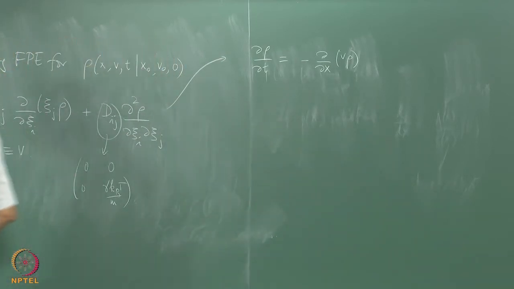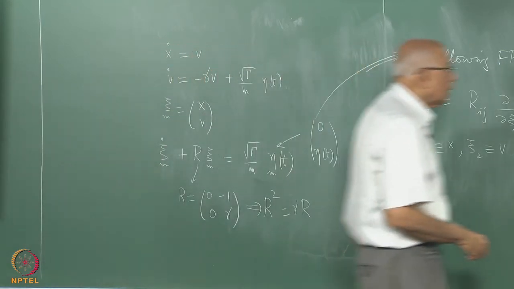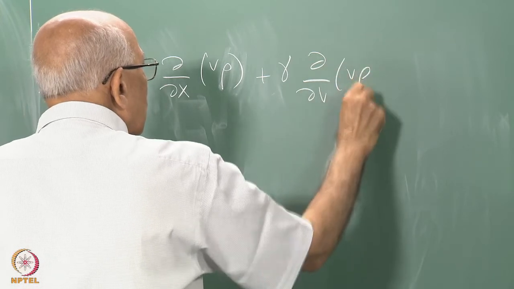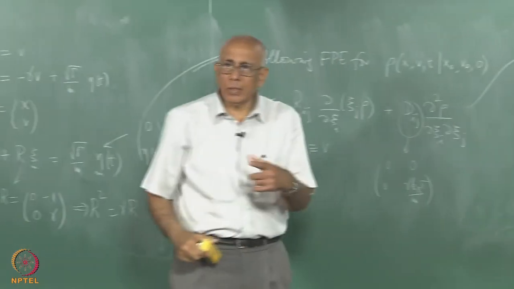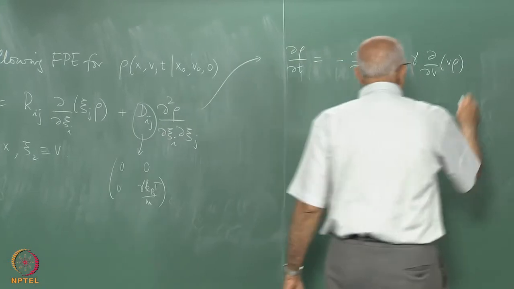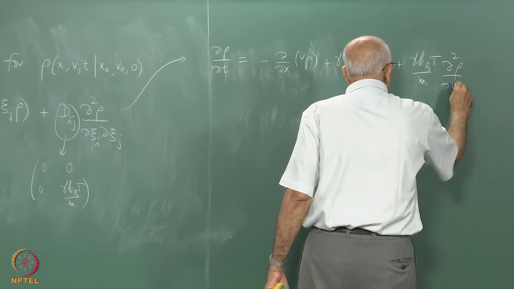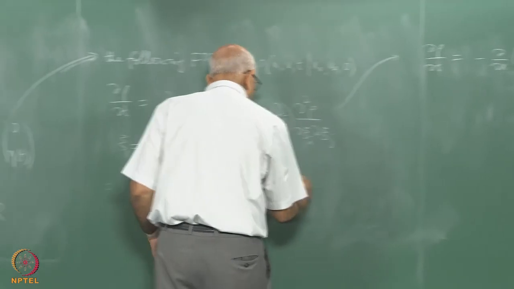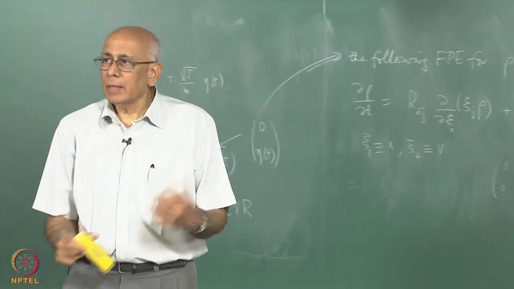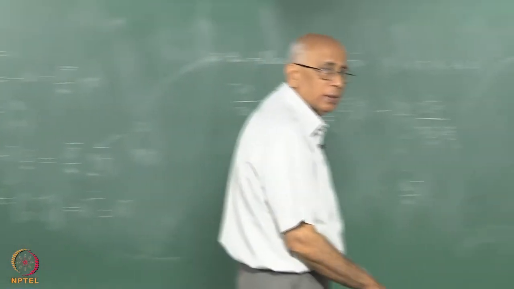Is there any other term? R 2 2 is not 0, right? So plus gamma times delta over delta v, v rho, because xi 2 was equal to v and i and j are both equal to 2. And then the only term that survives in this term here is plus gamma k Boltzmann T over m d 2 rho over delta v 2. In this case all the other terms are 0.